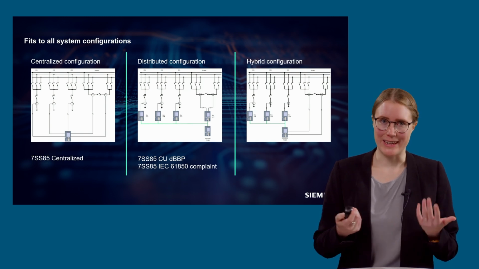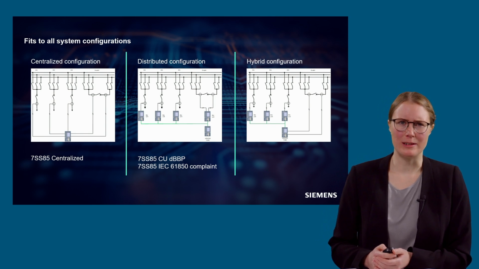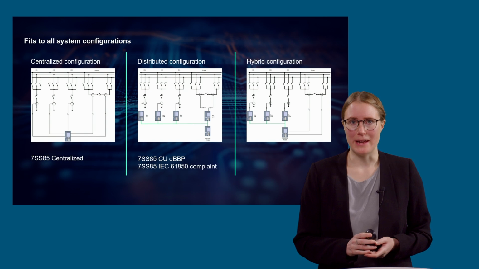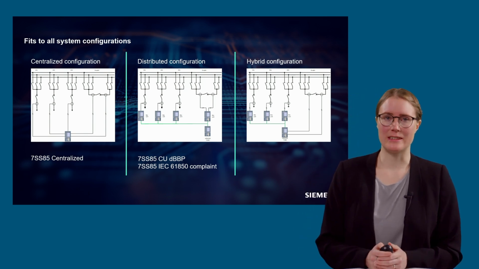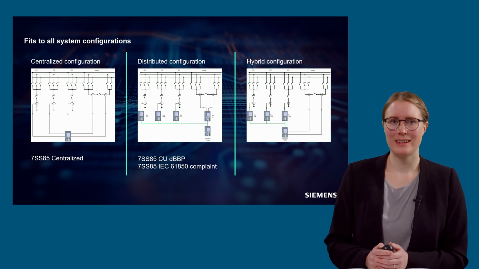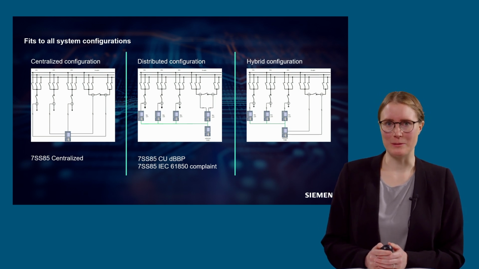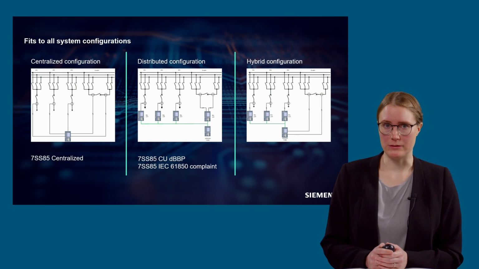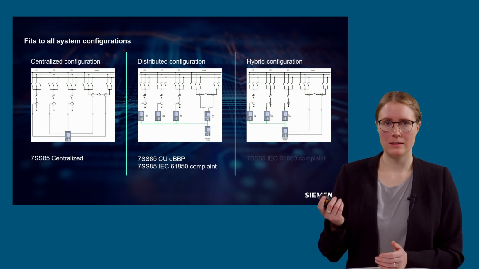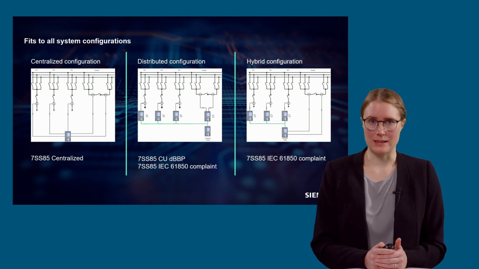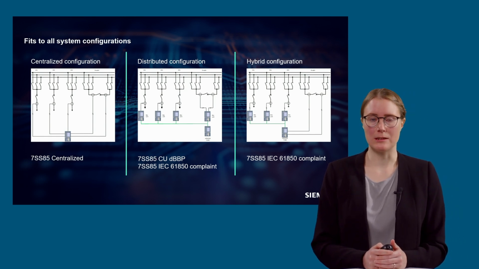Okay, so in this case, the central unit is no longer the overall brain of the system. The bay units have some intelligence as well. You can maybe imagine it like this. With the 7SS85CU solution, the engineering effort is lower, and you can realize bigger busbar systems with more measuring points. For the hybrid setup, you must use the 7SS85 IEC 61850 compliant solution.